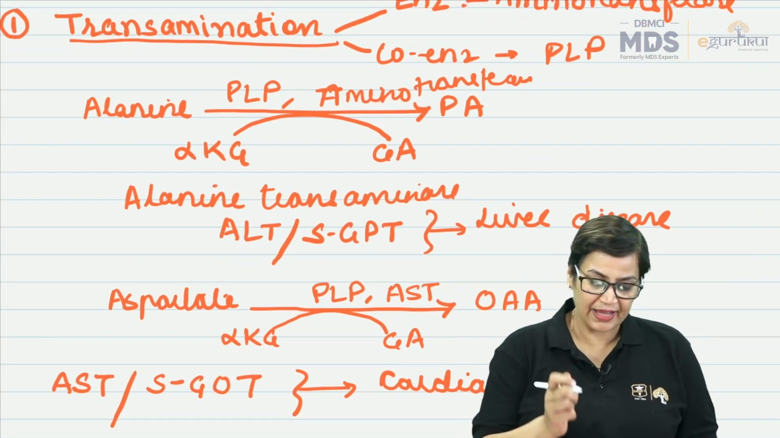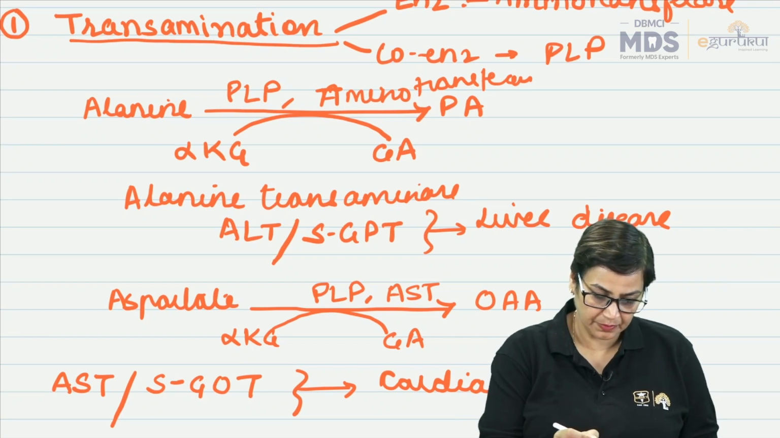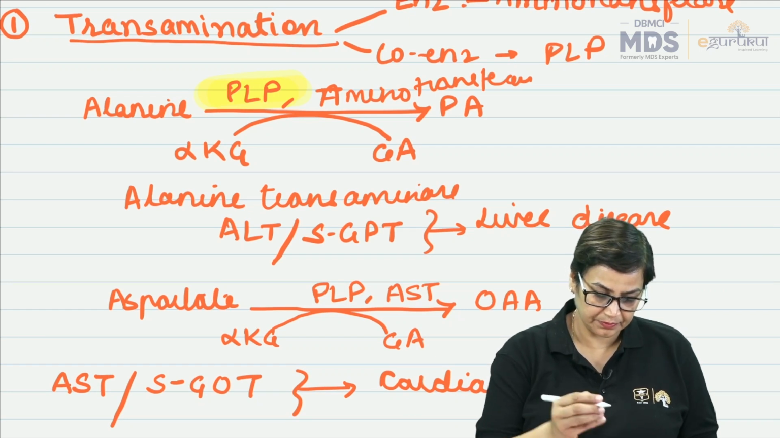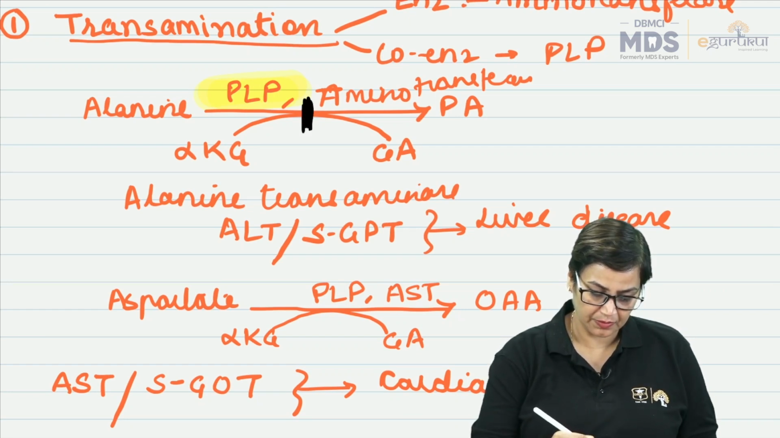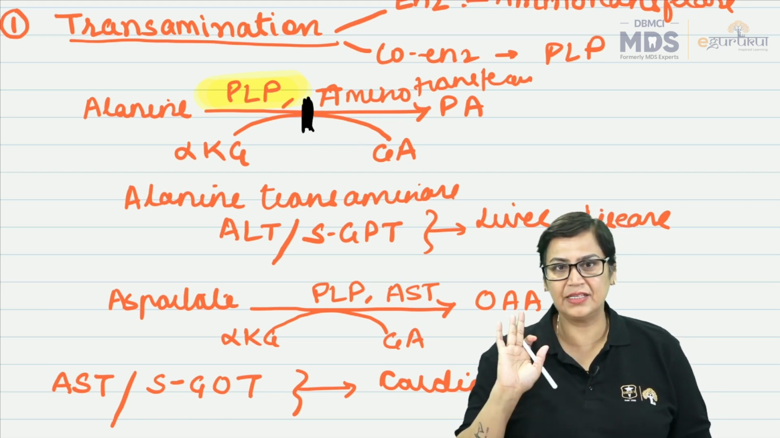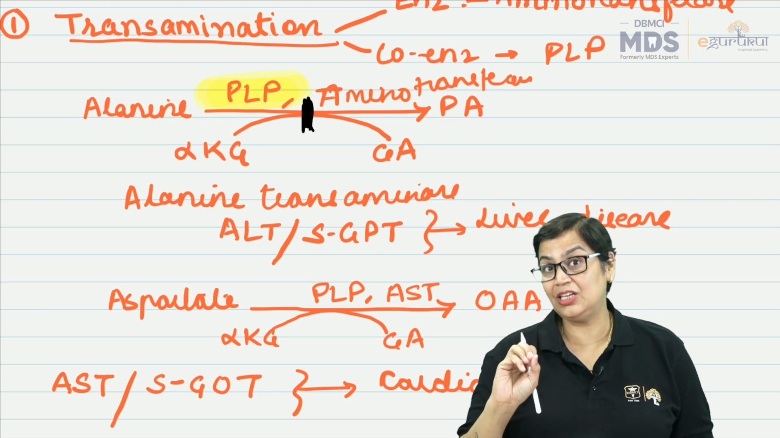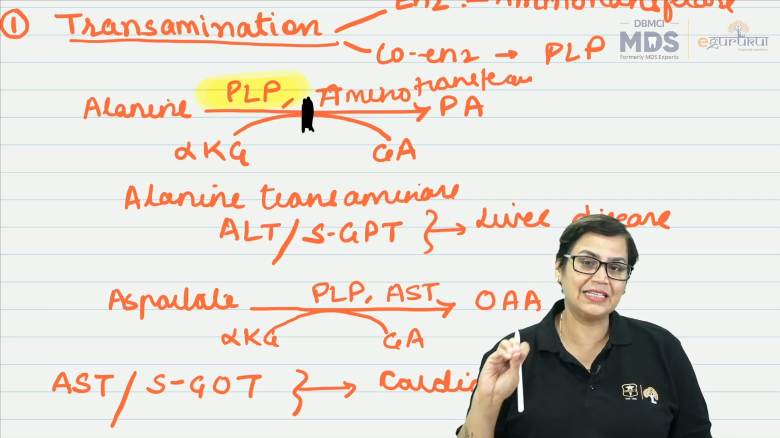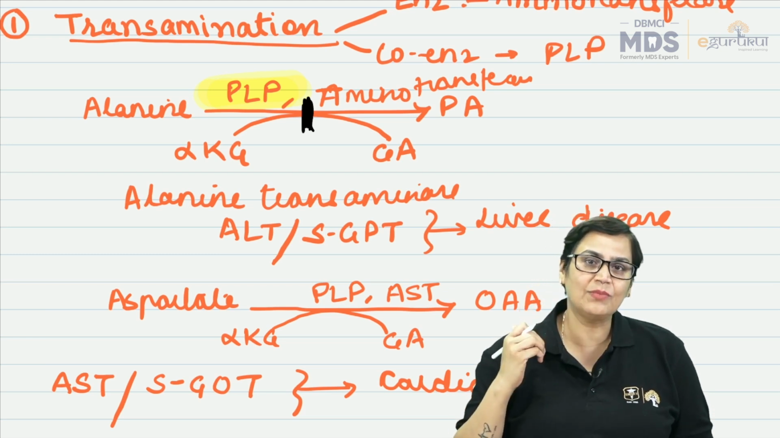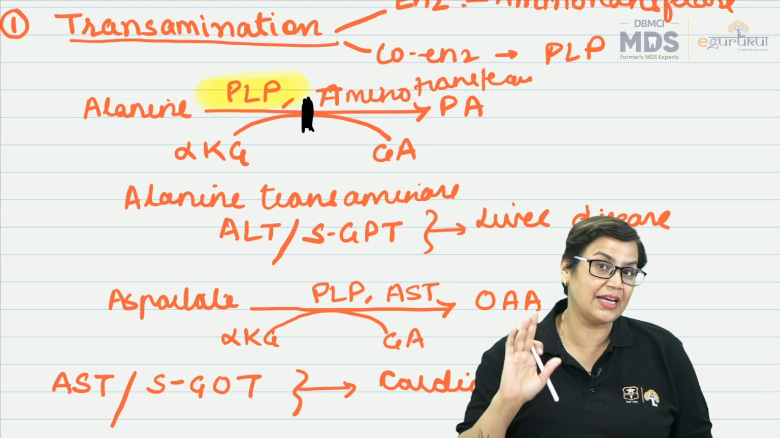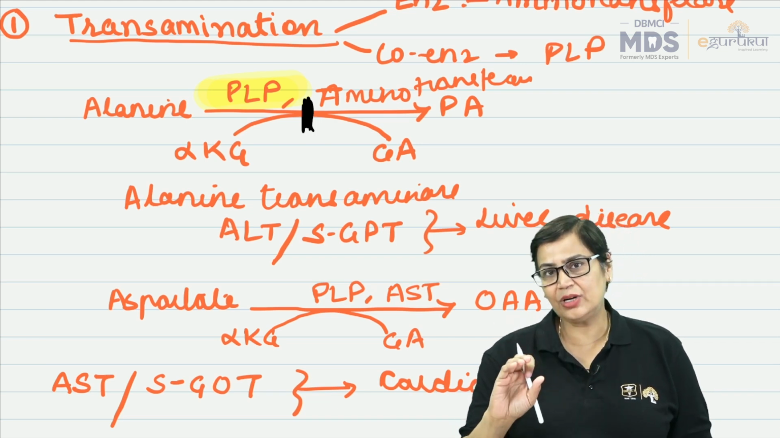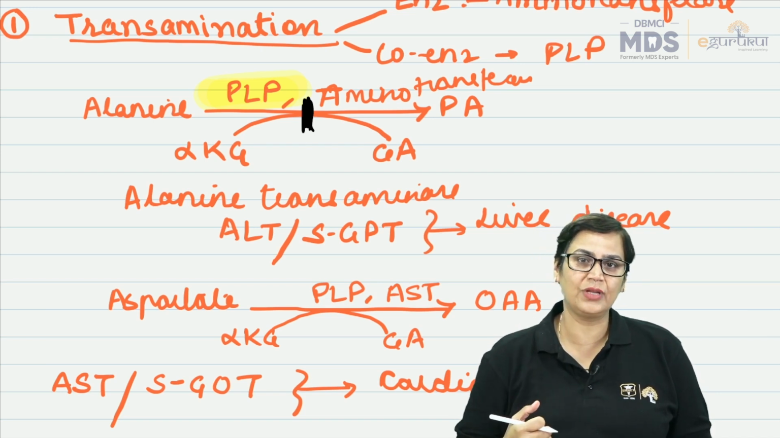अब देखो, if I say this PLP is absent, what will happen? No transamination will be there, isn't it? अगर transamination नहीं होगी, you know, transamination is the process which is actually related to the metabolism of amino acids as per their nitrogen skeleton, isn't it? Transamination leading to deamination, leading to the formation of urea.